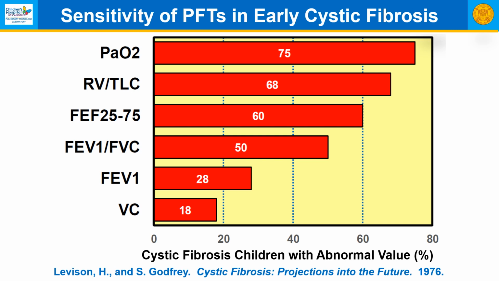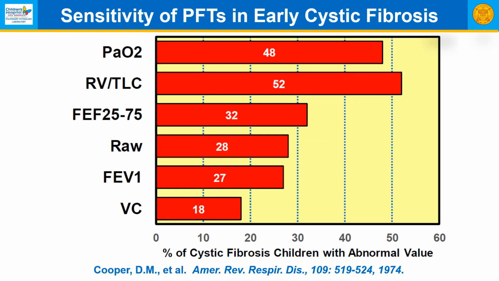Sensitivity of PFTs. These are some studies of children with cystic fibrosis who had relatively mild disease. And you can see arterial oxygen tension was the most sensitive. Residual volume, we've talked about this, is a very sensitive index. Then FEF 25-75, FEV1, and vital capacity in decreasing order.